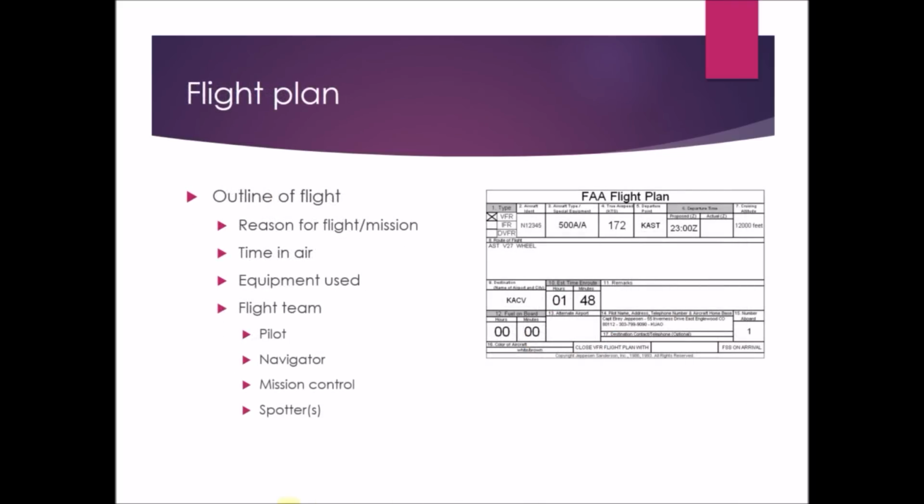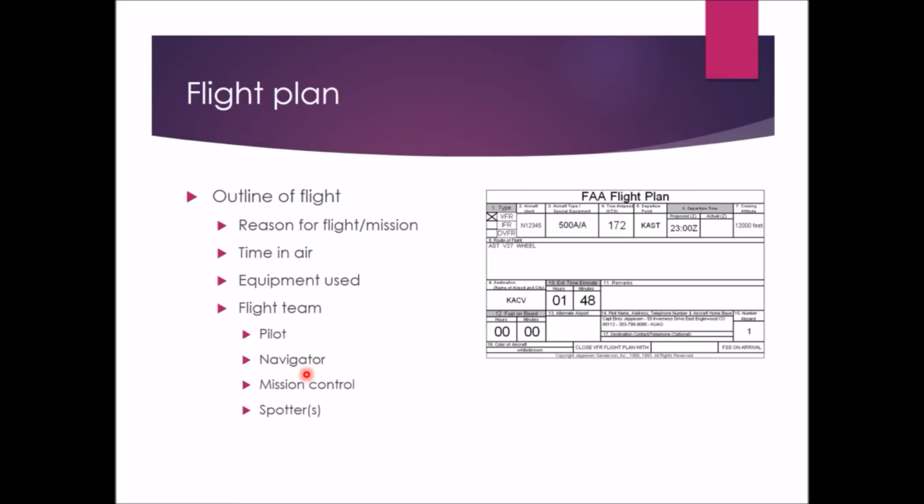So, a quick review. All right, flight plan. As you can see, the flight plan is an outline of your flight, kind of the pre-write or the preview of your rough draft of your flight. It tells us the reason, kind of the main idea, what's going on, the topic sentence, if you will. It gives us the time, and we get into the details. What is the time in the air? You may have some of the things, some of those might be parts of your mission. What equipment are you using? Who's playing what role on the flight team?